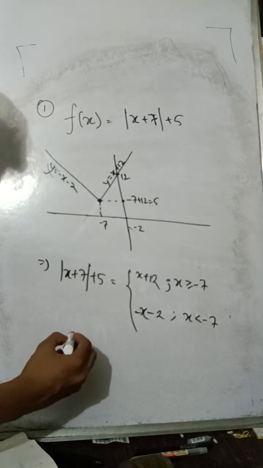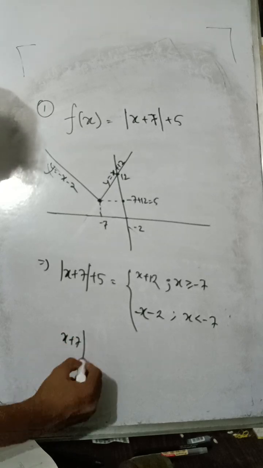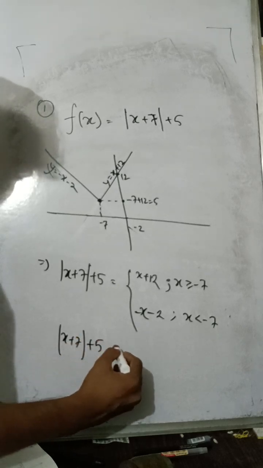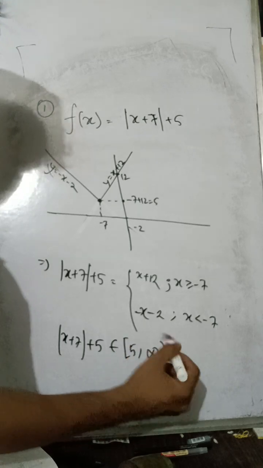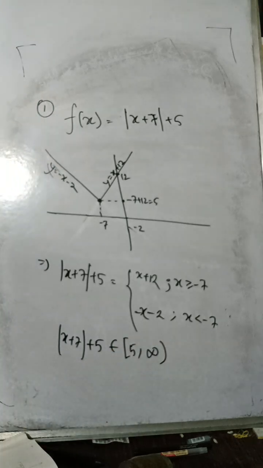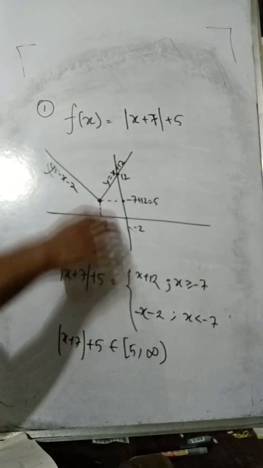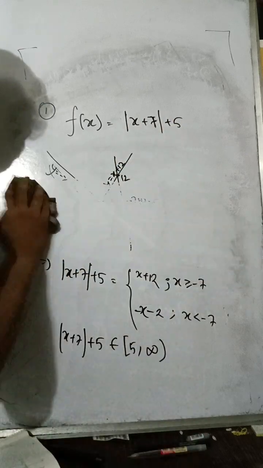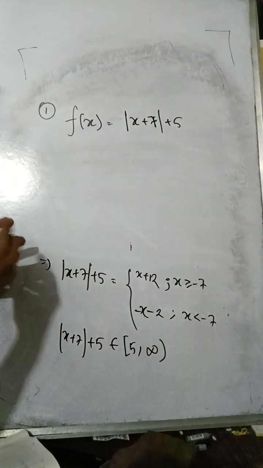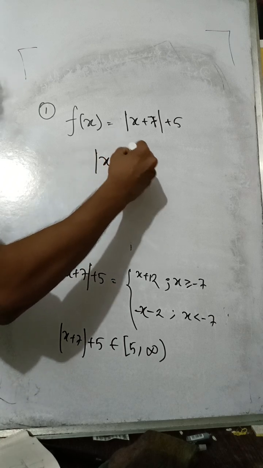So the minimum value, so |x plus 7| plus 5, it belongs to, the minimum value is 5 and the maximum is infinite. So something like this. Okay. Now I'll tell you, there is a very simple way how you can draw these graphs just by looking at this. Okay. So suppose you have something like this, x plus 7 mod, simply |x plus 7|.